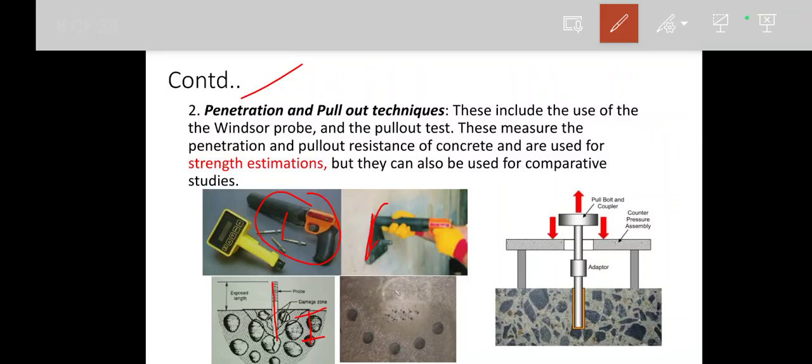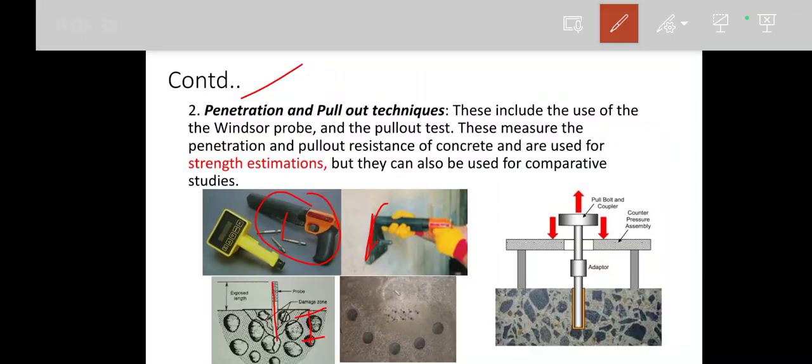And the next one is the pull out test. In the pull out test, what we do is make a drilling. If it is existing concrete, we make a drilling and attach a probe or a steel rod in that, and we try to pull it out. The force required to pull out that steel bar, we can use to indirectly identify its strength.